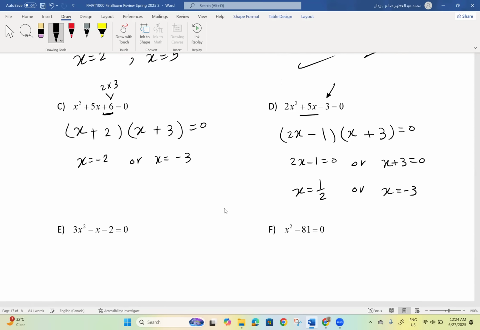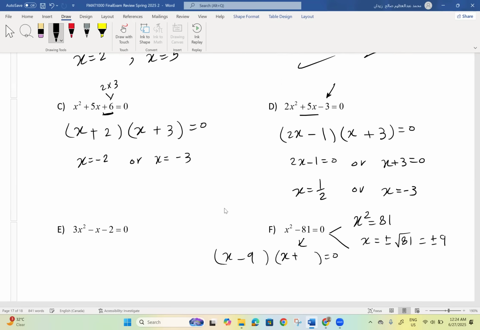So x squared minus 81. I have two solutions for this equation. You can write x squared equals 81. So x equals plus or minus root 81, which is plus or minus 9. Or you can factor as a difference of two squares as normal. So x minus 9 into x plus 9. So x minus 9 is 0, so x equals 9. Or x plus 9 is 0, so x equals negative 9.